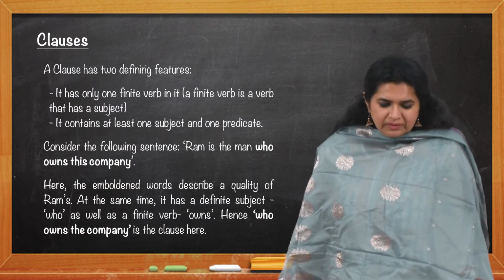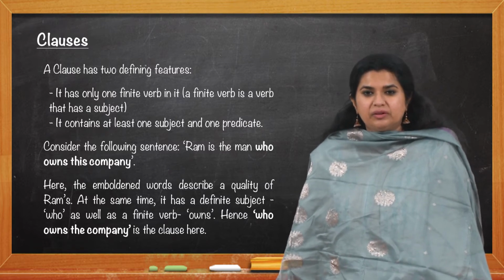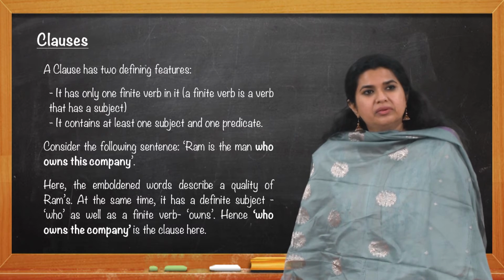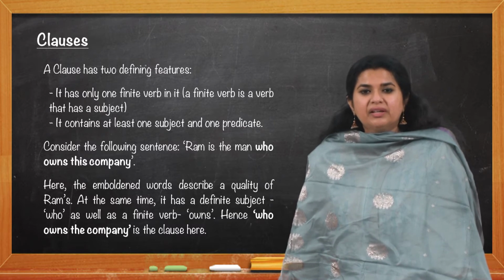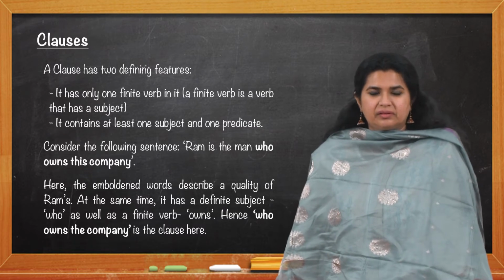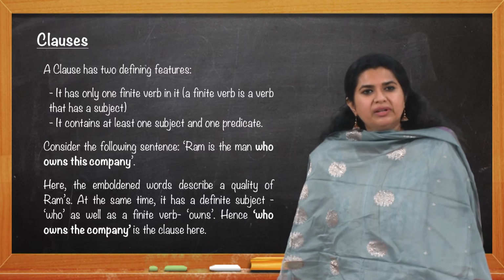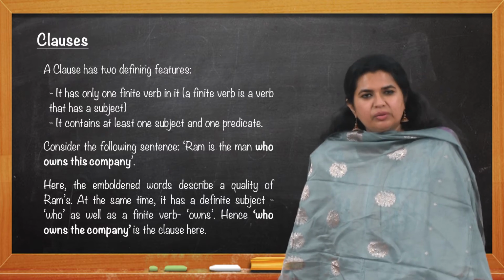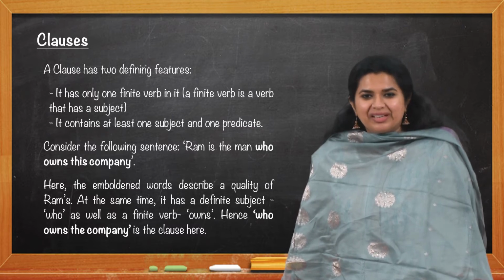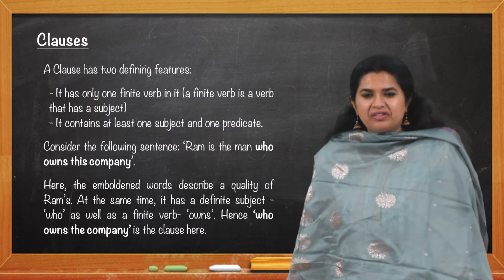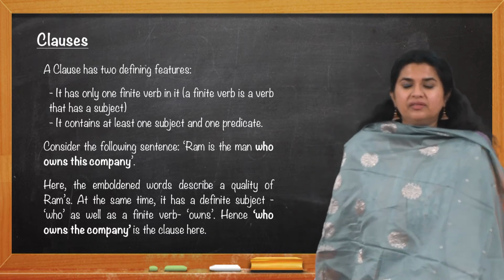So, what are clauses? A clause has two defining features. It has only one finite verb in it. A finite verb, if I may explain it here, is a verb that has a subject. If you need more explanation, we will go deeper as we go further into today's lesson, and you will understand what exactly I mean by finite verb. A clause contains at least one subject and one predicate.